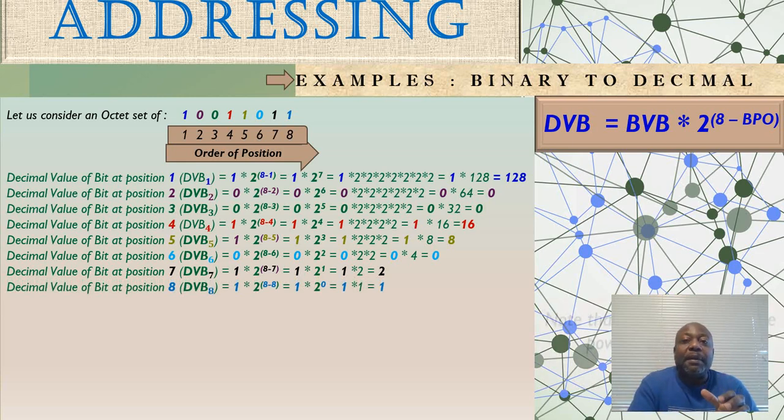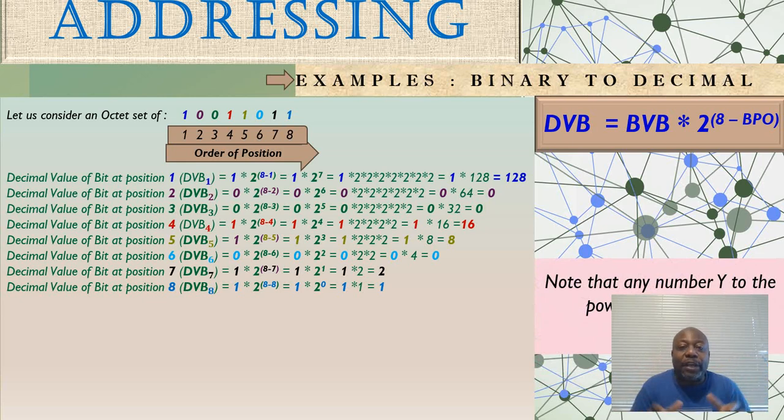Now, you have to recall that any number at the power of 0 is 1. That's why the 8th bit is 1 there, because we have 1 times 2 at the power of 8 minus 8. 8 minus 8 is 0. 2 at the power of 0 is 1. 1 times 1 is 1, right? Very easy to understand. So now we have all the decimal values of the bits that make an octet there.